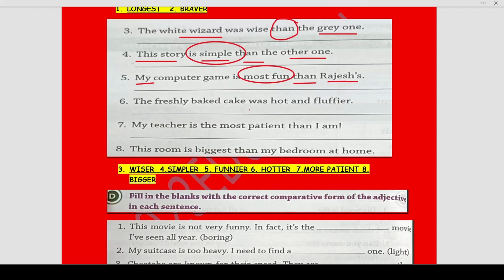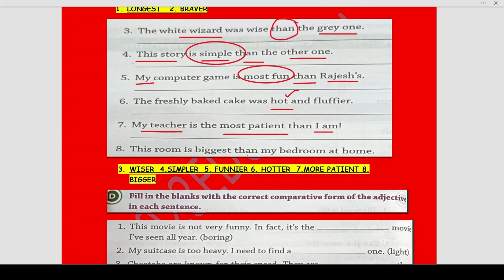The freshly baked cake was hot and fluffier. The freshly baked cake was hotter and fluffier. Now, hot, it is ending in T, so double the T and add ER. My teacher is the most patient than I am. Now, here, my teacher is being compared with me. There are two comparisons, comparison between two things, between me and my teacher. So, my teacher is more patient than me.